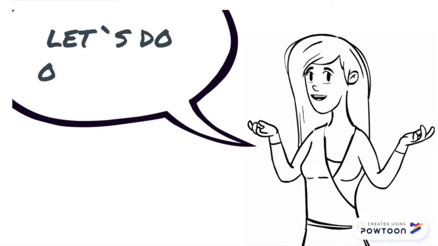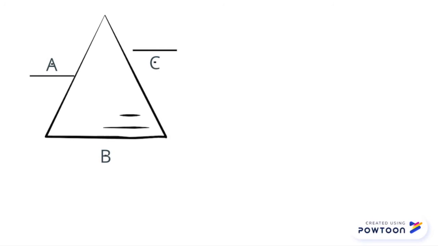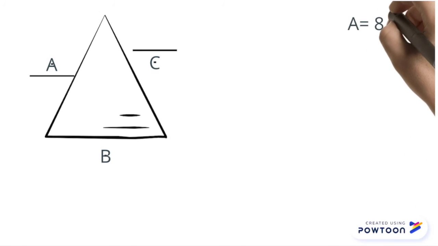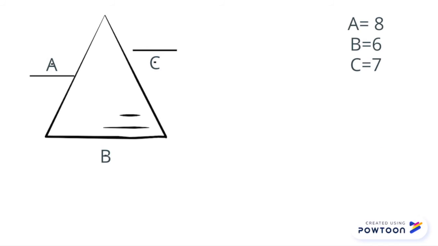Here's a real-life example where you can apply the law of cosines when three sides are given. An architect is planning on building a monument in the shape of a triangle. He wants to form a triangle with the sides A equals 8, B equals 6, and C equals 7. Find the angles of the given triangle. For this example, we're going to solve for the angle C.